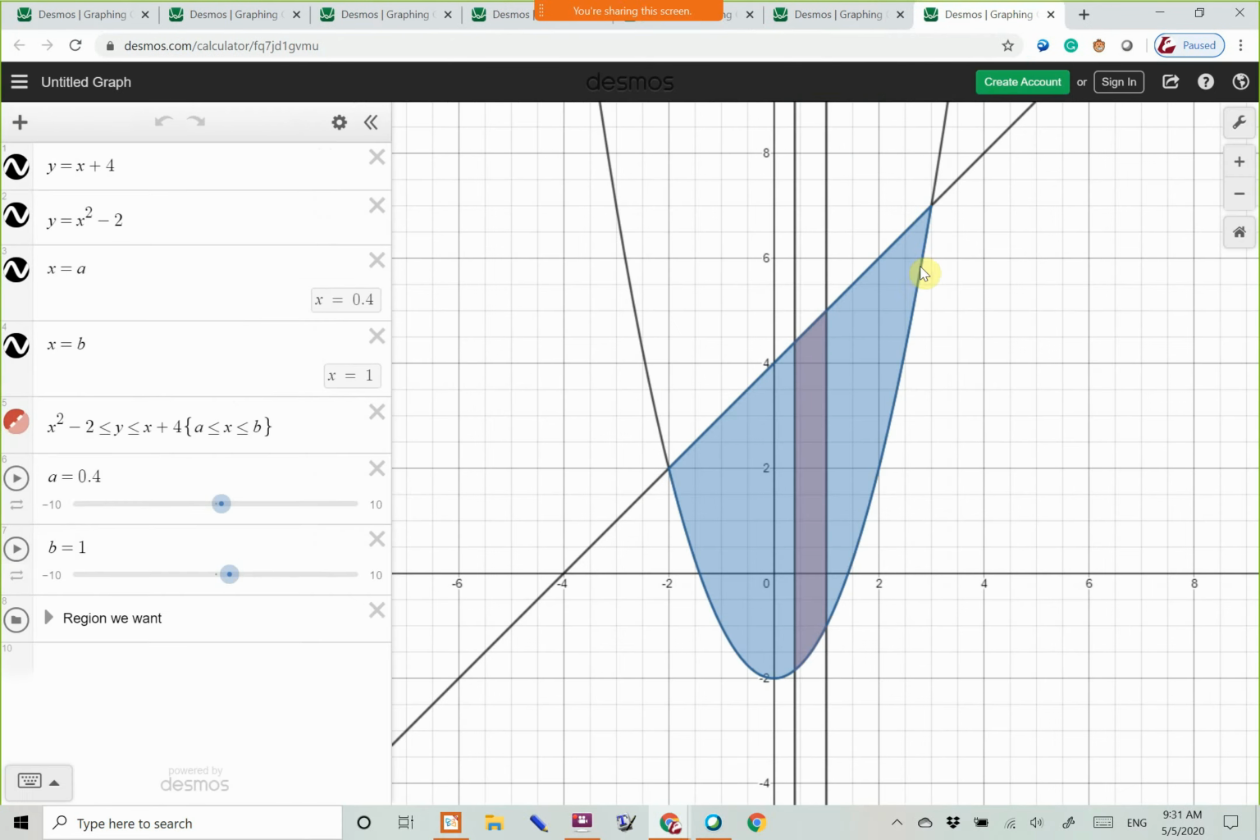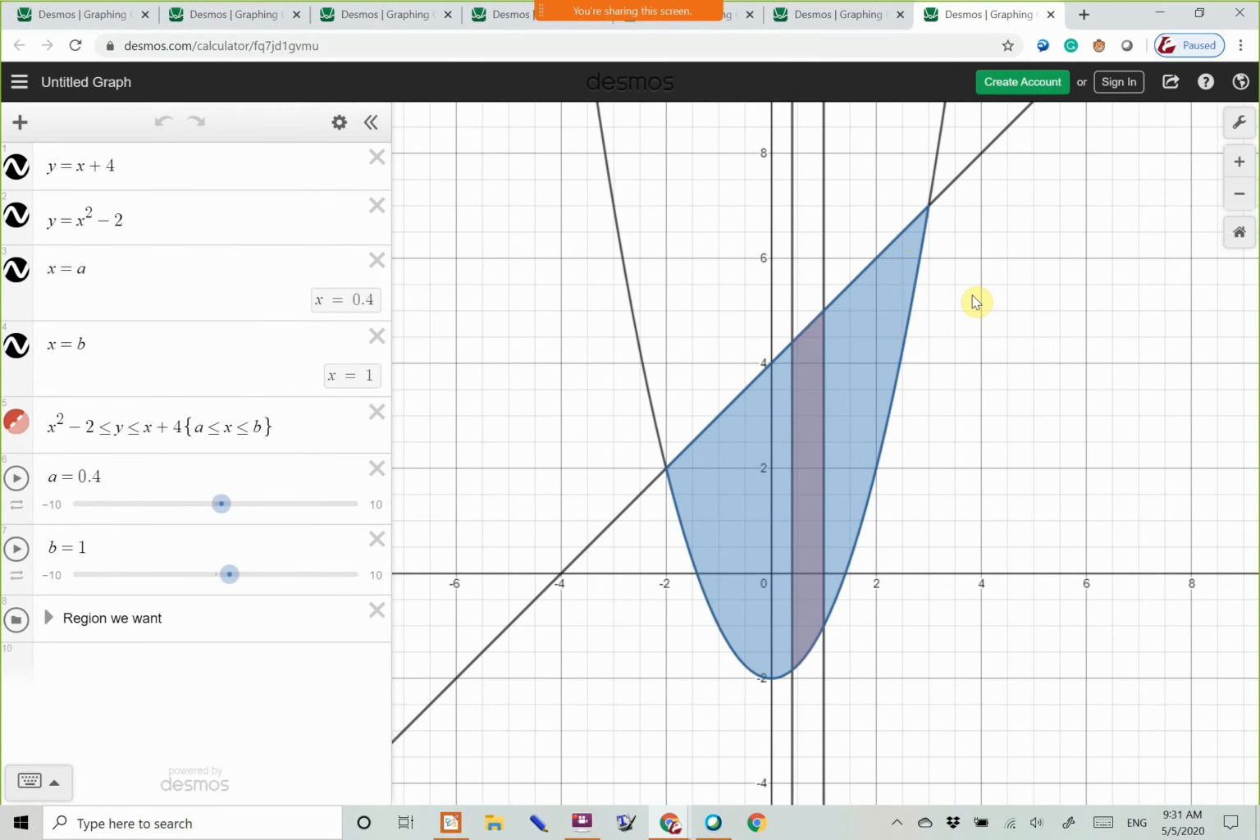I've got here, first of all, the graph of y equals x plus 4 and y equals x squared minus 2. Those were provided in the question. The region that we really want is shown here shaded in blue. But I've said x equals a, x equals b, and created some sliders with random x values. I picked a to be 0.4 and b to be 1. You'll see that shaded region here in red, and that's not what we want. We want the blue shaded region.